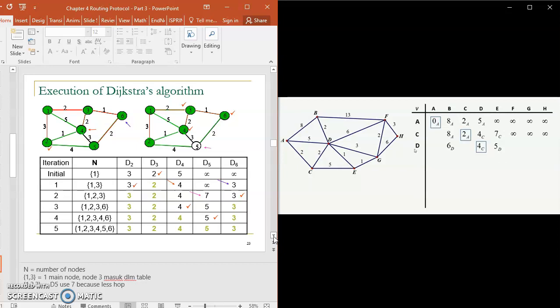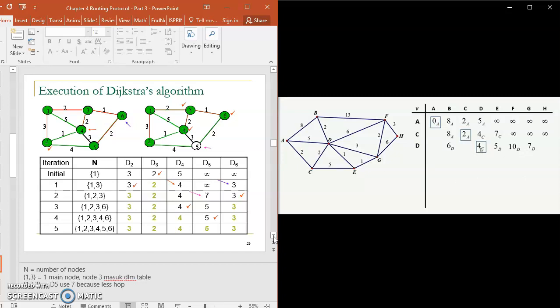Can I get from D to F? Yes, I can, with a weight of 6. 6 plus 4 is 10, so I put the 10 underneath the F column. Can I get to G from D? Yes, with a length of 3.